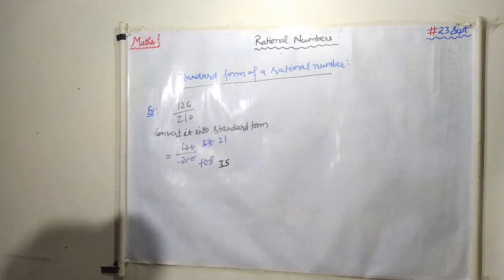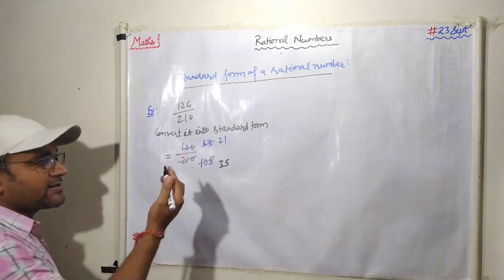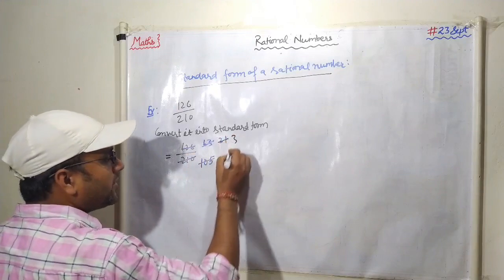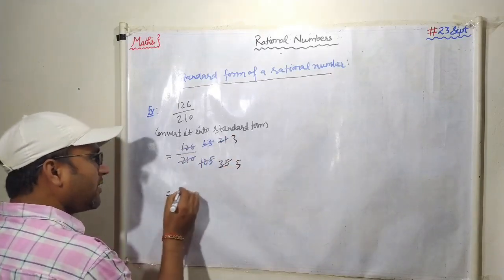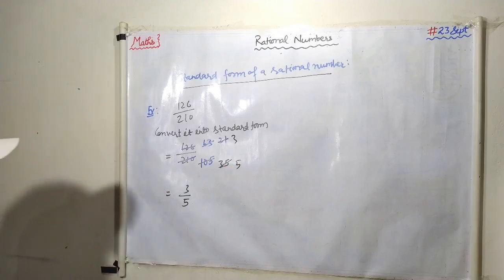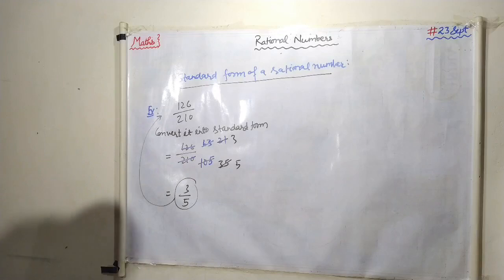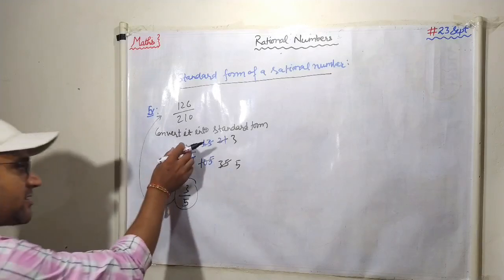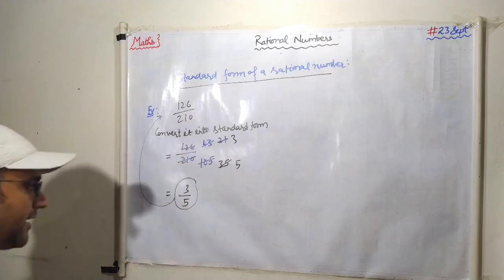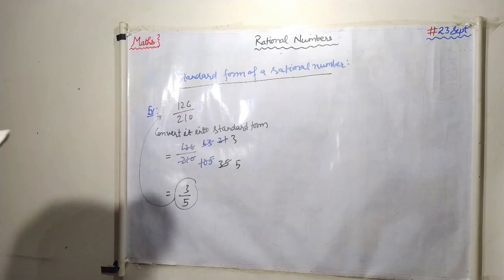Okay, 21 upon 35, and again it is cancelled out by 7. 7 3s are 21 and 7 5s are 35. You will get 3 upon 5, and again it is not cancelled out by any other number. So 3 upon 5 is the standard or simplest form of 126 upon 210. By this way you can find the factors of 126 and 210, and then you will cancel out the common factor. Then also you will get the same result.